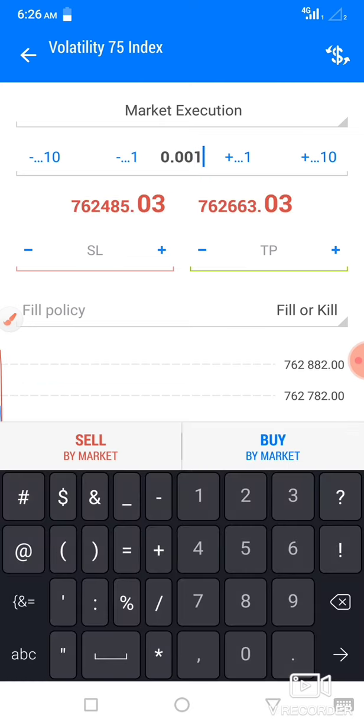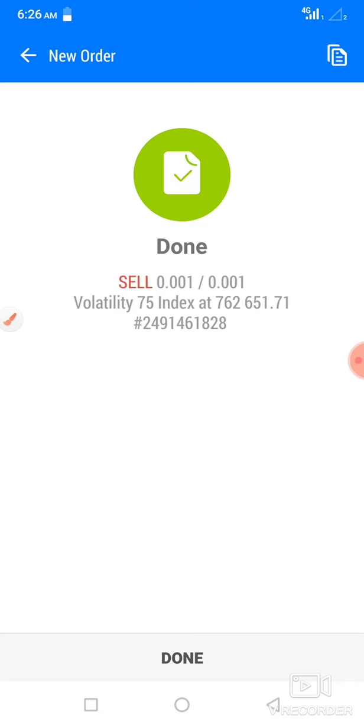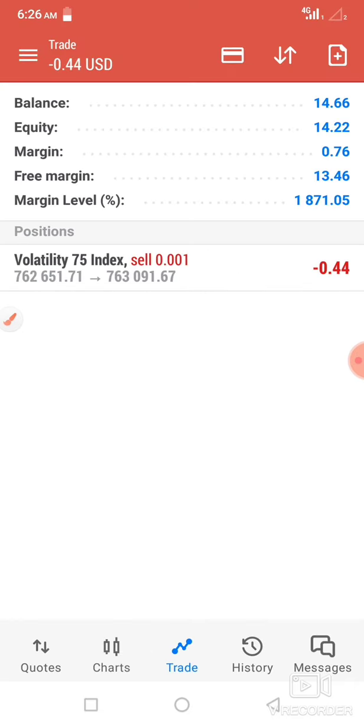Watch out for these lot sizes, because before this trade I was trading Volatility 75 1S, and the minimum lot size is 0.005. So if you just simply go and jump, last week I lost $40 because of that. I was trading V50 with a minimum lot size of 0.5, and then I moved on to another index with a minimum lot size of 0.2.